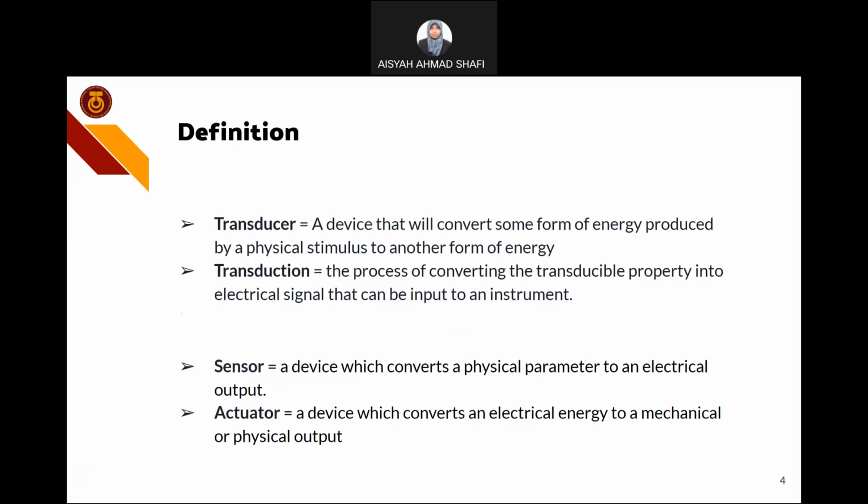Okay, and an actuator is a device which converts electrical energy to mechanical or physical output. So the opposite of sensor is actuator, because usually when you read about the sensor, it relates to the transducer and actuator. So the actuator is the opposite form of sensor. From electrical energy to mechanical. It's not exactly opposite, but the source input is electrical energy, and then it changes to mechanical or physical output.